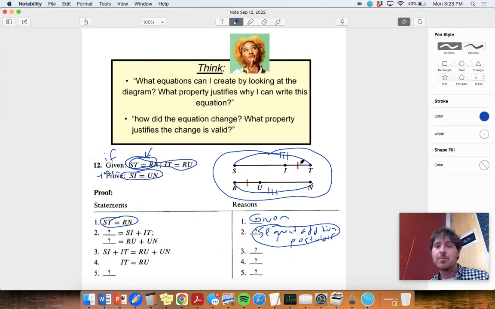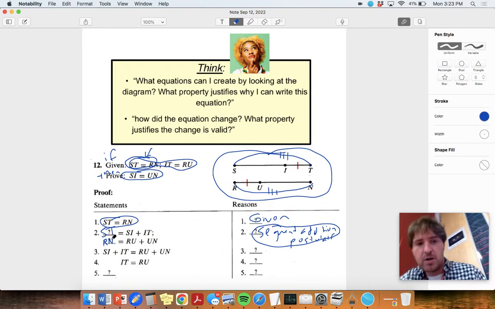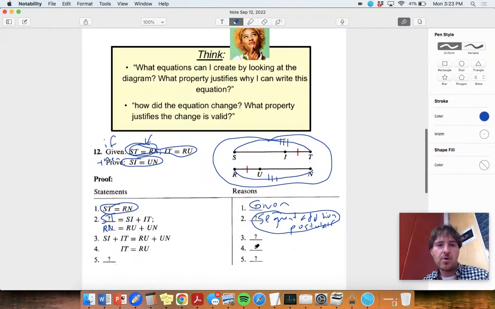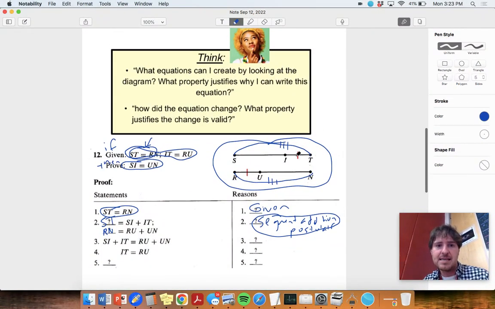Because what they're saying is SI plus IT, what can I say about it? It equals ST. And RU plus UN, that is also the segment addition postulate. So I can write in RN down there. Part plus part equals whole. Part IT plus part IS equals the whole ST.